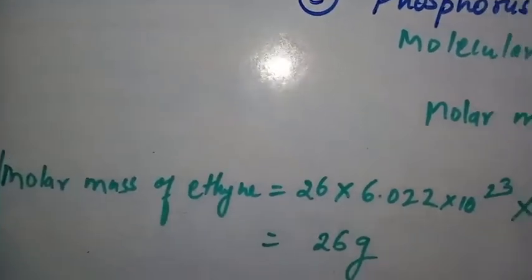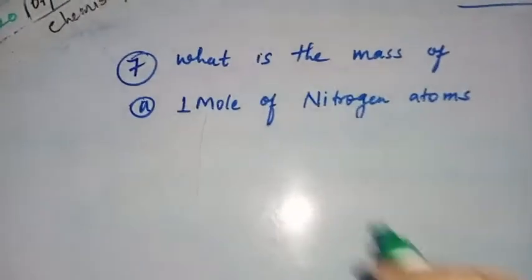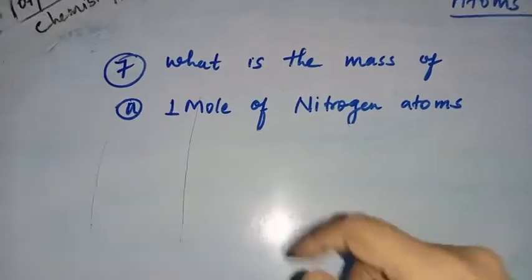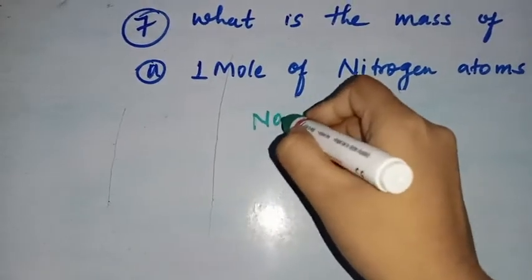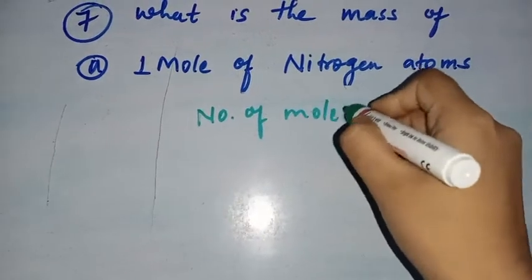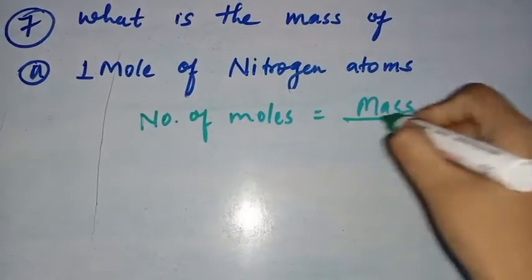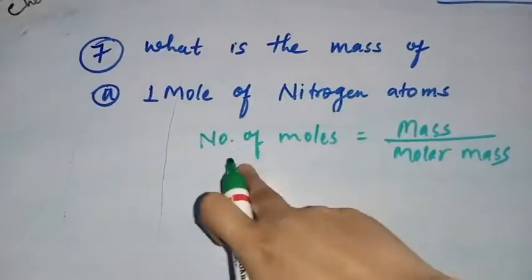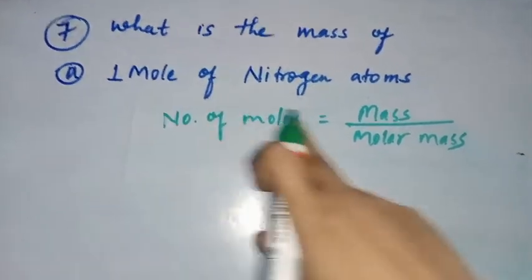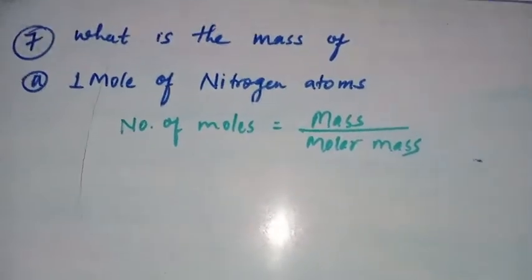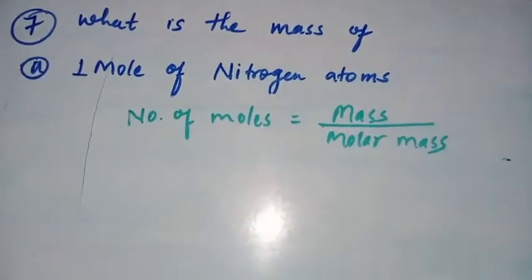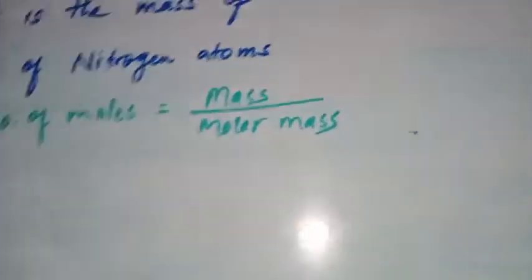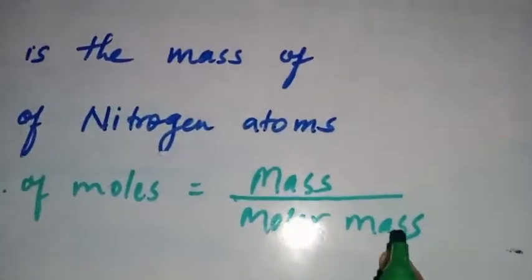So this is the method how you can find out the molar mass of different atoms or molecules. Question is, what is the mass of 1 mole of nitrogen atoms? To find out the mass of 1 mole of nitrogen atoms, we can use the equation, that is number of moles is equal to mass divided by molar mass. Number of moles we know, it is given, it is 1 mole, and molar mass of nitrogen atom we will calculate. So mass can be calculated. These two values we know, so we can calculate the mass. We will calculate the molar mass of nitrogen atom first.